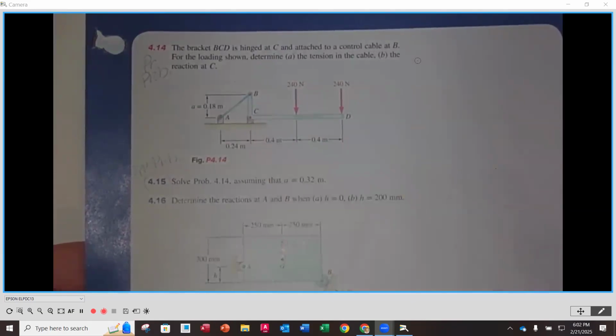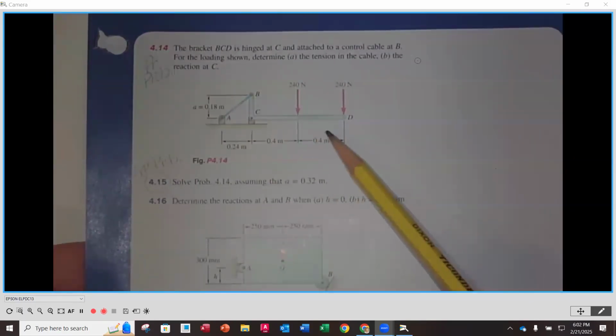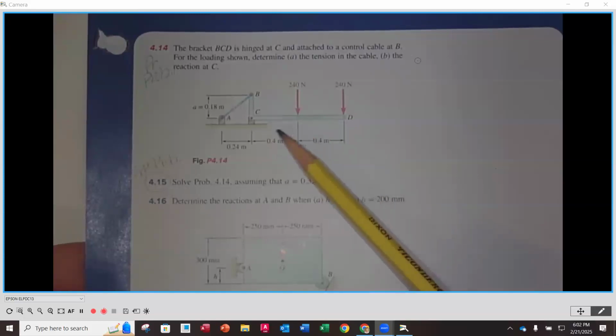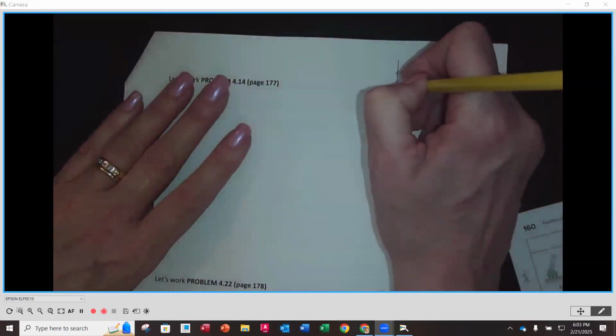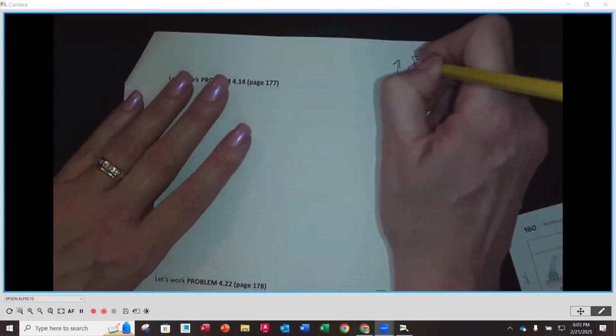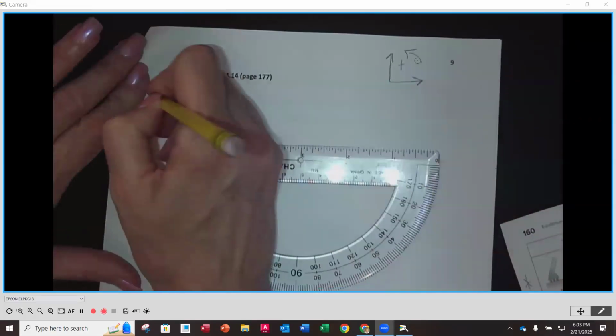So our two supports here are the cable connected at B. Our body is, I'm going to call it, this L bracket. And then we have our point C where it is hinged. That's going to be a pin connection. And then two applied loads as we see there. So let's draw our free body diagram. I didn't leave much room here, so I'll probably have to add an extra sheet of paper, but we'll get started here. So first things first, we always have to put our convention. And then I'm going to draw our free body diagram.